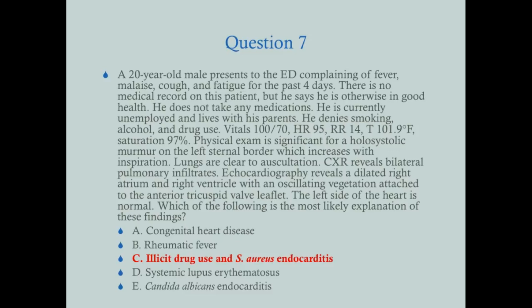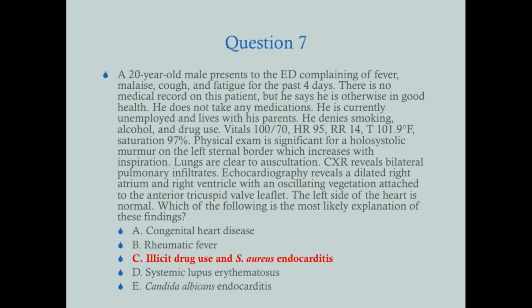You listen to his heart, and you hear a murmur in the region where we would expect a tricuspid valve murmur. So when you get a new murmur in a young person, you want to get an echocardiogram, and indeed we see this vegetation on the tricuspid valve. So we are going to narrow this down to pretty much drug use, because that's really the only way that tricuspid valve issues show up in young, healthy people.